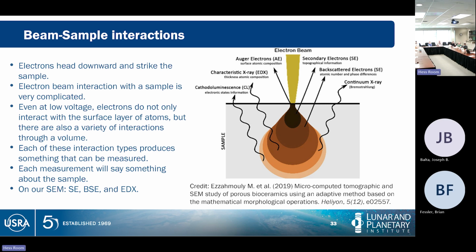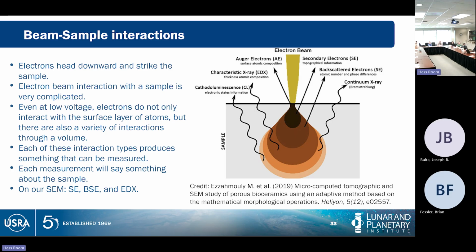Now, we have loaded our sample, we have put it under vacuum. We are going to hit our sample with electrons. What happens when we hammer our sample with electrons? We hit our sample. The interaction between the beam and the sample is complicated.